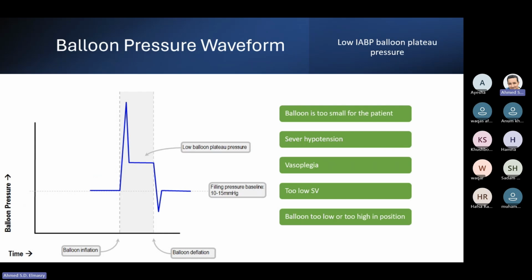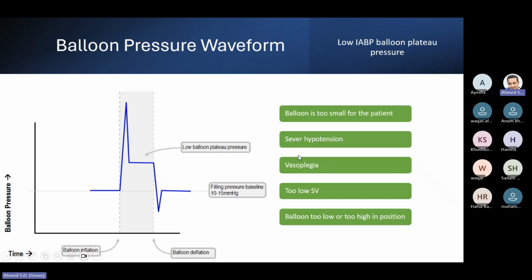The next abnormality is if you have the plateau pressure suboptimal, or below the normal level. It could be due to multiple causes. It could be due to too small a balloon for the patient. It could be due to severe hypotension. It could be due to vasoplegia, low stroke volume, or the balloon position. It could be too low or too high, and all this will also affect the balloon pressure.